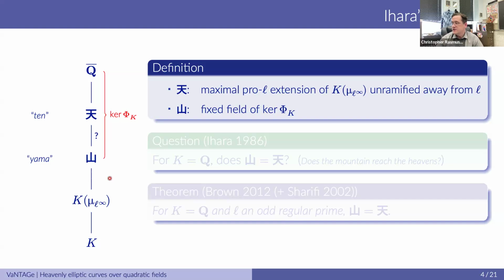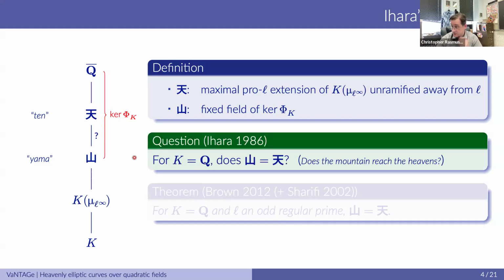And it was a result of O'Hara together with some work with Anderson that demonstrated that Yama definitely sits inside of the field Ten in all circumstances. And he asked, both originally in his '86 Complex Multiplication Annals paper, but also in several other locations, whether or not these two fields actually coincide.